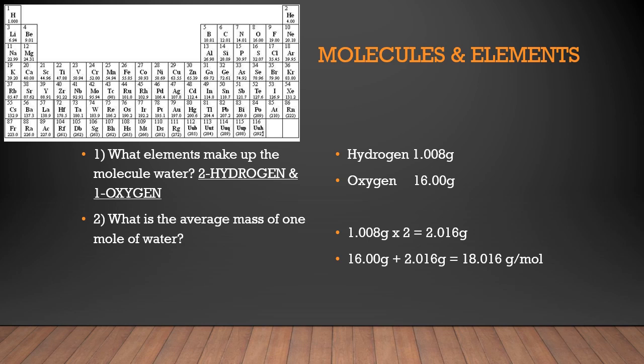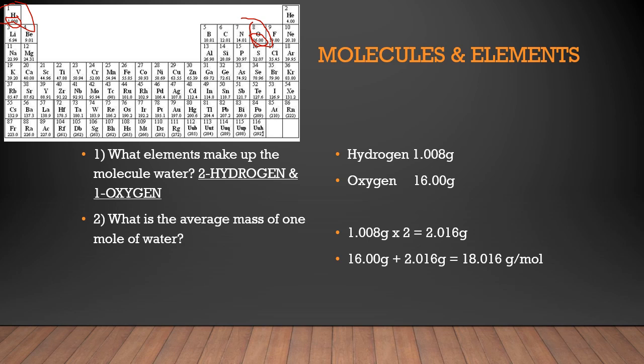So when you look at it, we're going to figure out where hydrogen and oxygen are on our chart. And you can see here that we have 16 and 1.008 for our atomic masses. So where that's going to fit in is hydrogen is 1.008 and oxygen is 16.